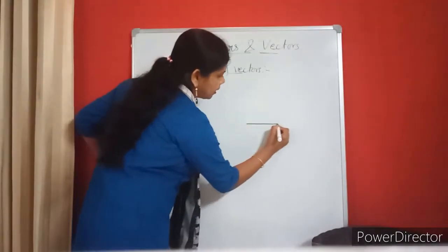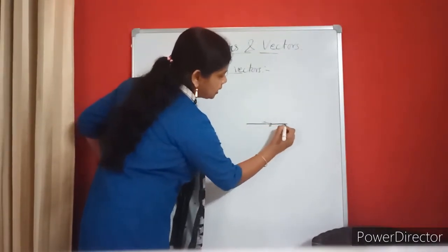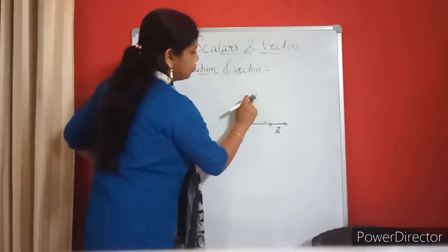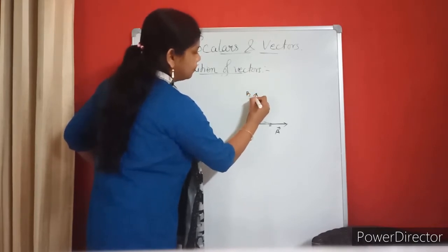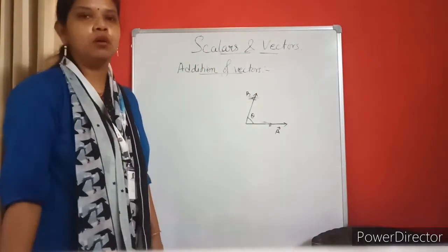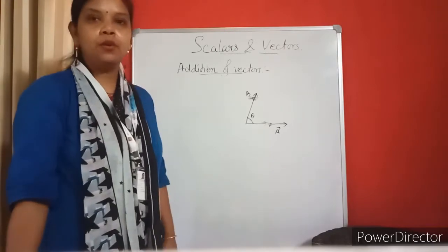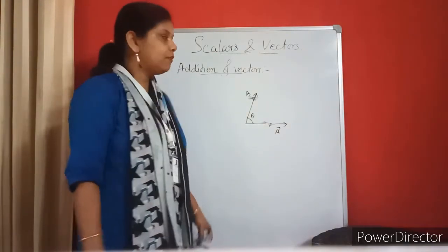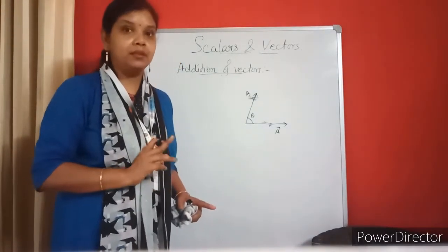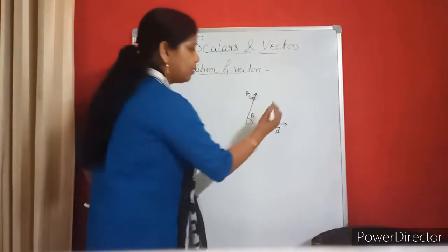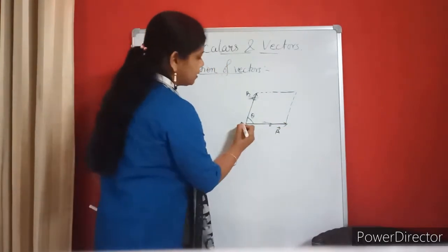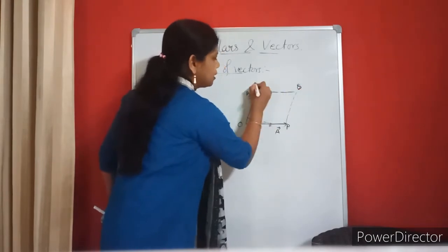Suppose this is vector A and this is my vector B. They make an angle theta with each other. So what is the sum of the two? According to the parallelogram law, if these two vectors make the adjacent sides of a parallelogram, we can make it a parallelogram. Yes, I got a parallelogram now. So I will write this as O, this is my P, this is my Q, this is my R.